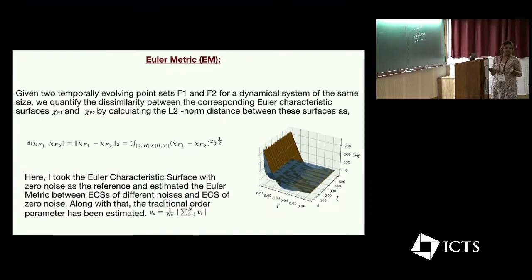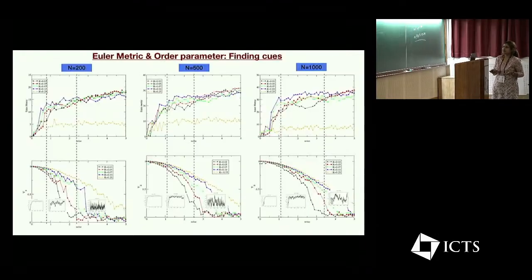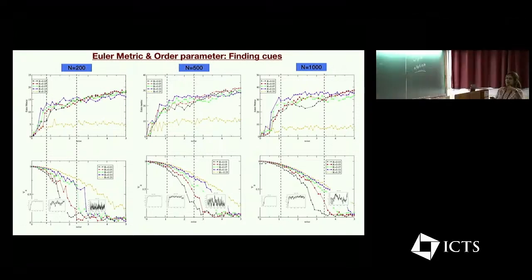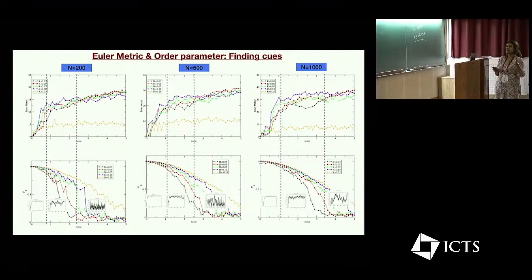In this case, I kept the surface with zero noise as the reference and compared surfaces with different noise against it, and I also compared with the classical velocity order parameter. These are the graphs. I have roughly segregated them into three regions. In the ordered region, where there is much order in the system, there is high fluctuation or a high slope in the Euler metric curves. When disorder takes place, with competition between noise and interactions, the slope becomes lower. And in the completely chaotic region, where the order parameter is at its lowest, the Euler metric saturates at its highest and doesn't change much, almost a plateau-like region.